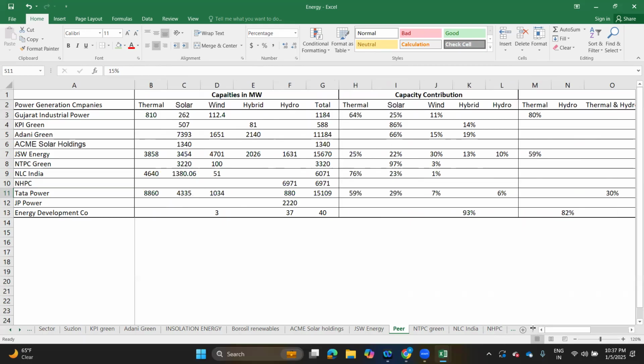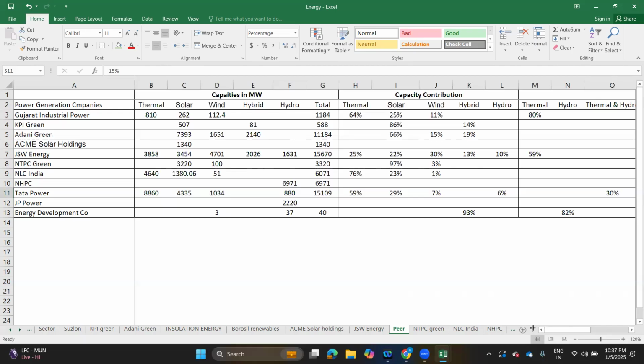JP Power, we know that's a hydroelectricity company. So total capacity is 2,220 megawatt. 100% is wind power. They have some coal mine as well.